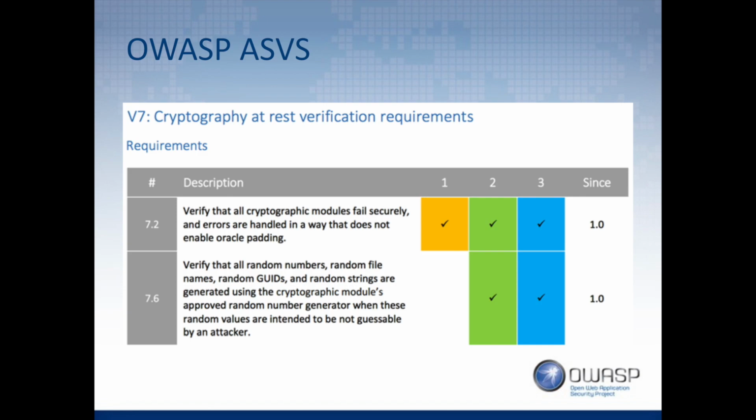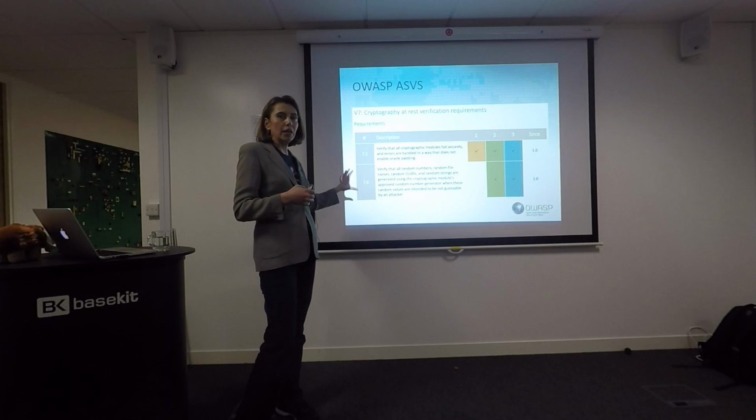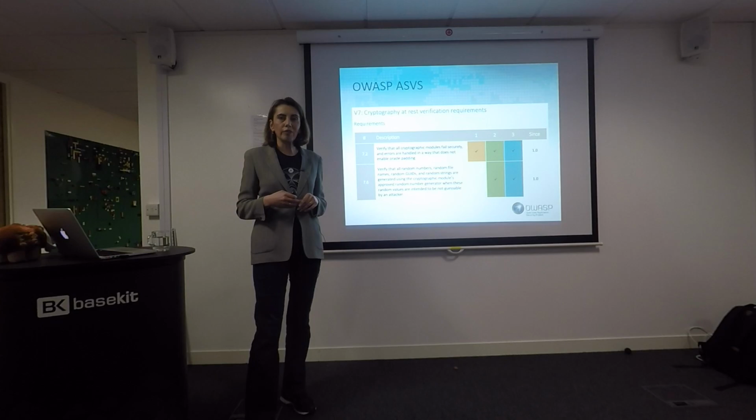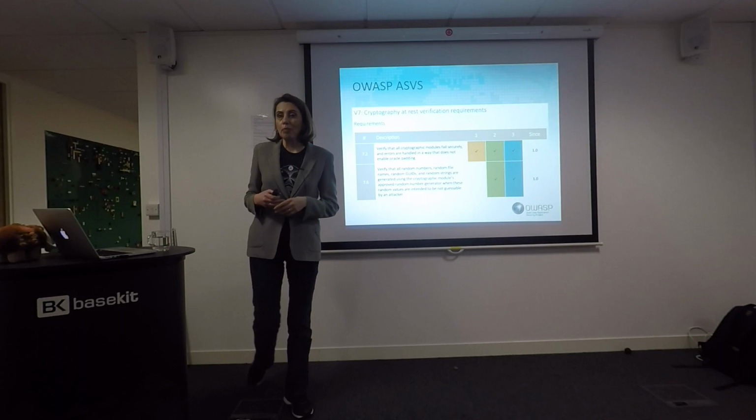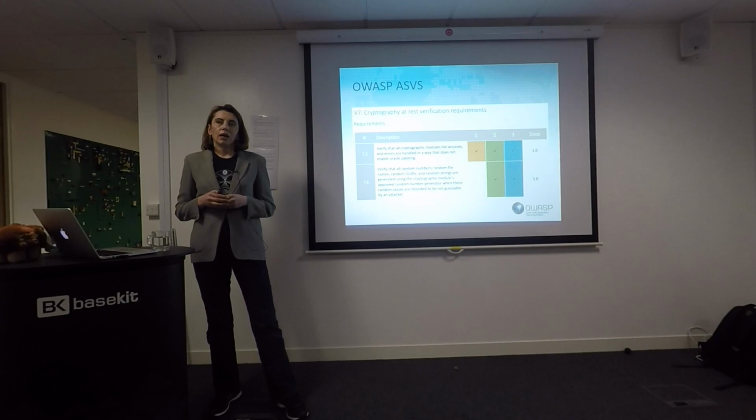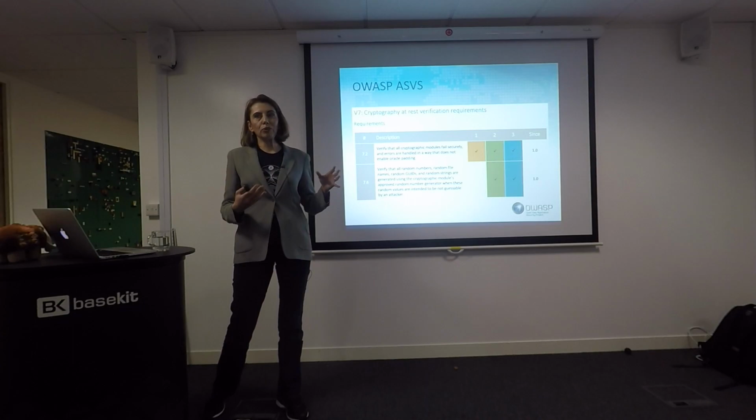Here is an extract of how it actually looks. I just took an extract of the cryptography requirements. You can clearly see which level each requirement applies to, if it applies to level one, or level two, or level three. And I, in particular, chose this one, the cryptography, where at 7.6 it says that when you need random number generators, then you better select cryptographic modules that are approved and generate numbers that cannot be guessed by attackers. So in the case of the software for casino slot machines, if this document had been used, then that software would not have had that flaw in it.